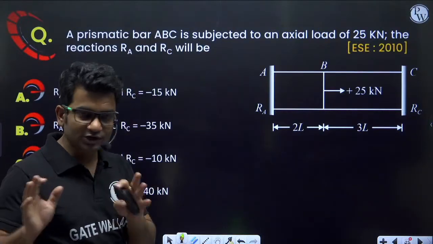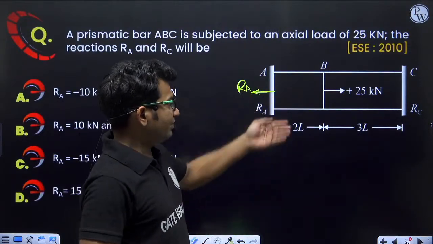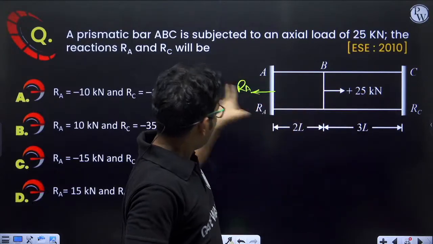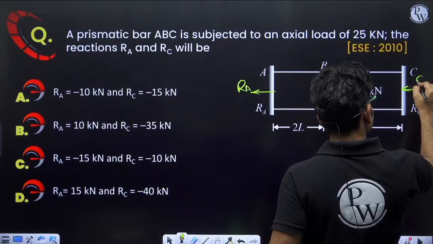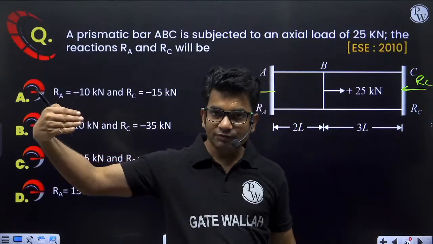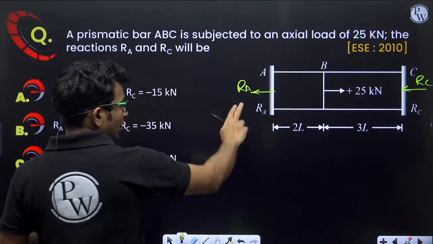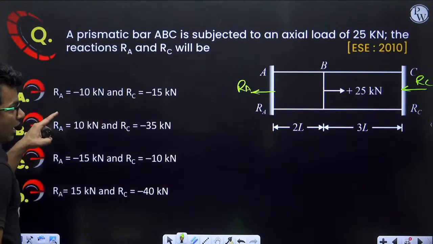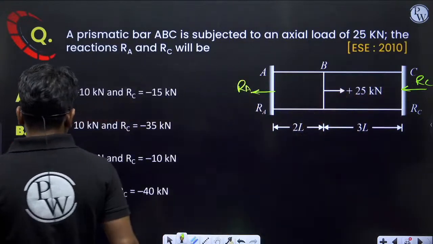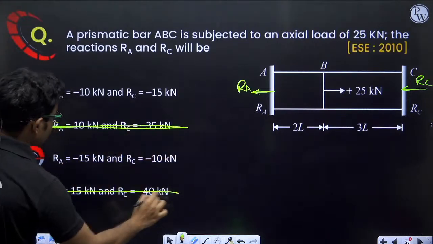So what is the short trick? The short method is that here we'll have RA in this direction. If I have applied load in this direction, then the support reactions will be in the opposite direction. So RA and RC will both be in this direction; external forces are like this, and support reactions will be opposite to that. Now if the load is plus 25 kilonewton, then both reactions will be minus, so this option is gone and this option is also gone.